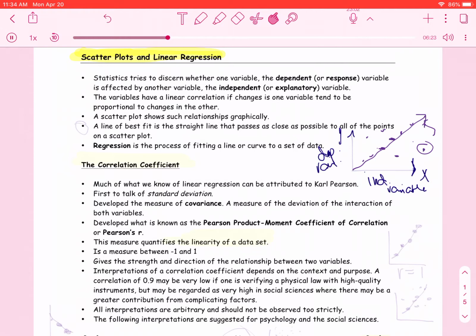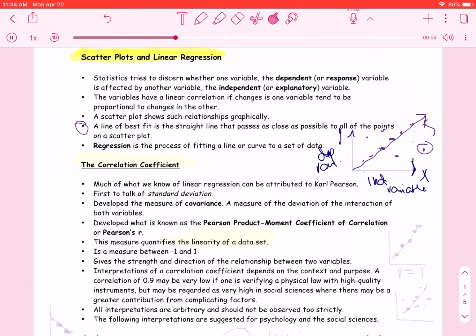A line of best fit, so for your fourth bullet, is the straight line that passes as close as possible to all of the points on a scatter plot. So once again, it goes through the data. Regression is a process of fitting a line or curve to a set of data. So you might recall a line of best fit versus a curve of best fit is very different. It depends on how the data is represented. A line of best fit could be something that's represented here in my little diagram. A curve of best fit could be something that's parabolic or exponential.